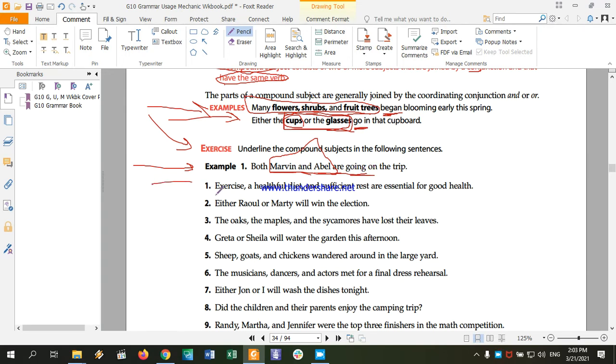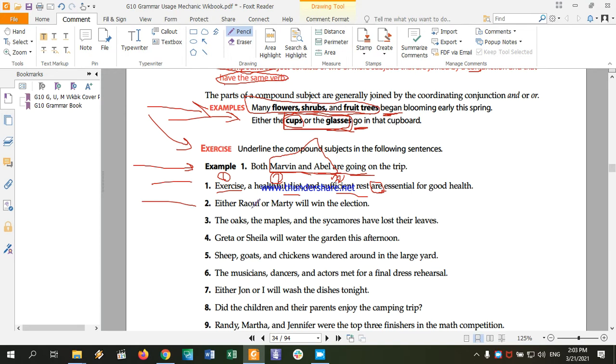Number 1, exercise, a healthful diet, and sufficient rest are essential. So here the compound subject is exercise, which is item number 1, healthful diet, which is item number 2, and sufficient rest, which is item number 3. Are essential. This is the common verb, the verb used by all of the subject items.